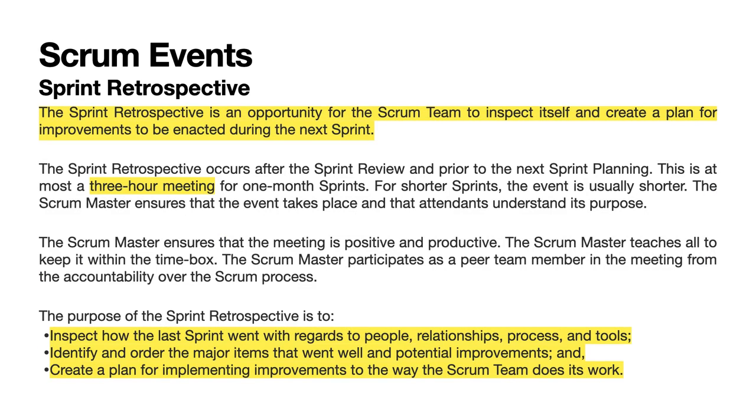Sprint Retrospective. The sprint retrospective is an opportunity for the Scrum team to inspect itself and create a plan for improvements to be enacted during the next sprint. The sprint retrospective occurs after the sprint review and prior to the next sprint planning. This is at most a 3-hour meeting for 1-month sprints. For shorter sprints, the event is usually shorter.